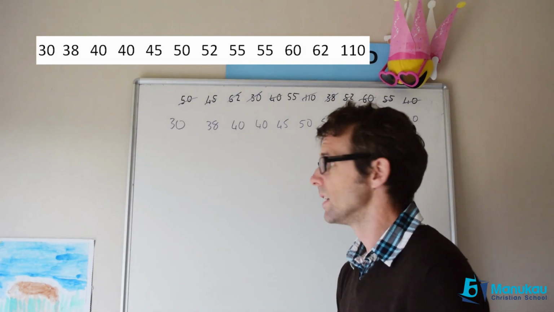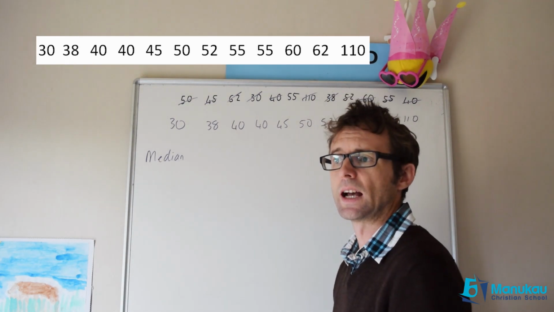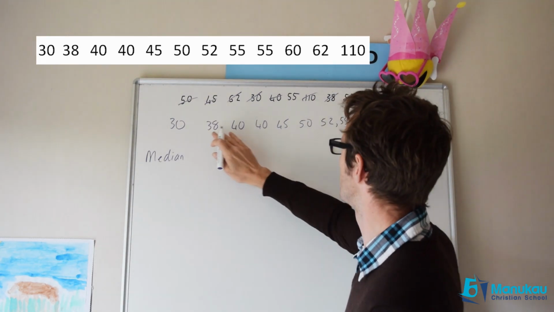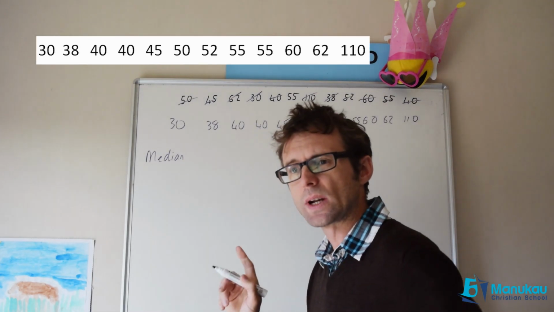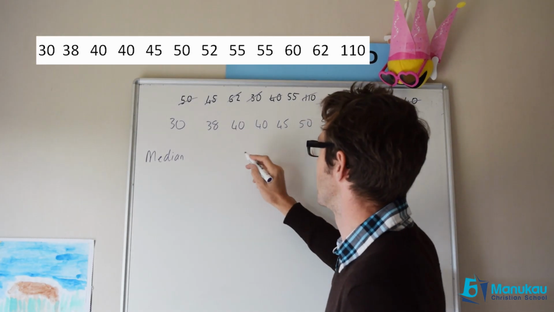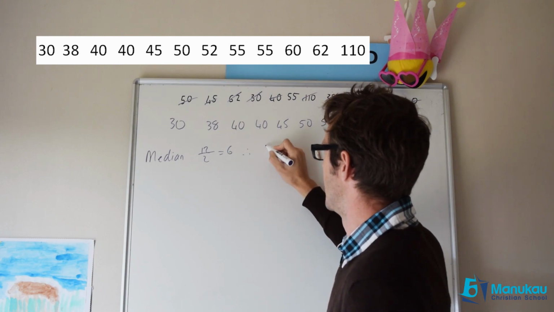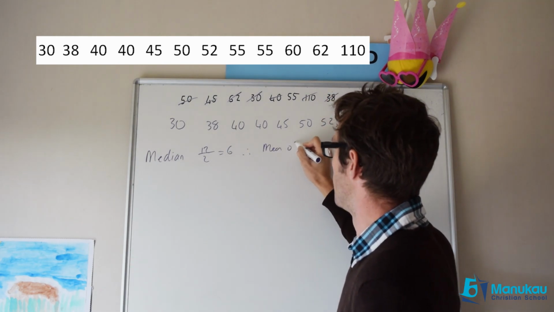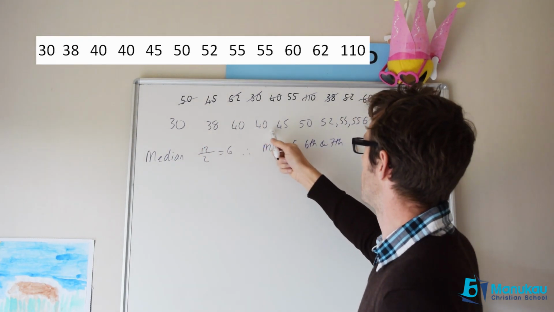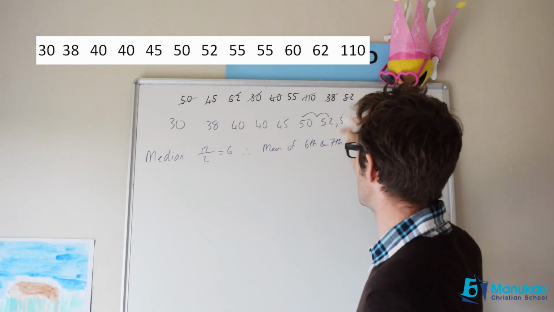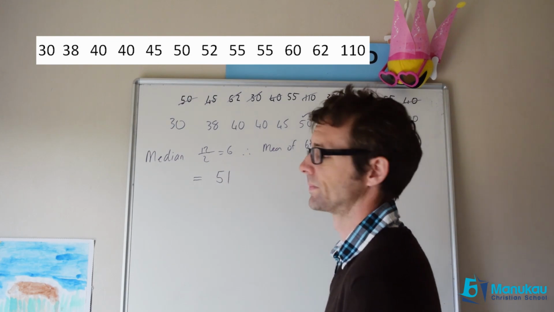Okay, now to find the median, we simply need to find halfway. So there are 12 items of data, 2, 4, 6, 8, 10, 12. It'll be between the 6th and 7th because 12 divided by 2 is 6. Therefore, the mean of the 6th and 7th items of data. 3, 4, 5, 6, 7, so we're taking these. So the median is equal to 51.